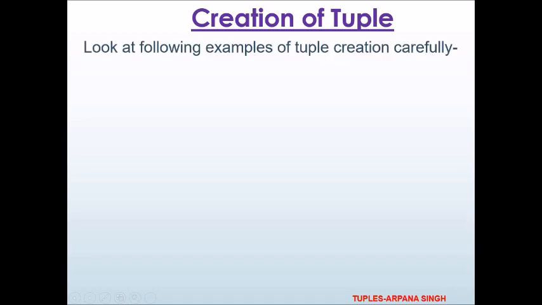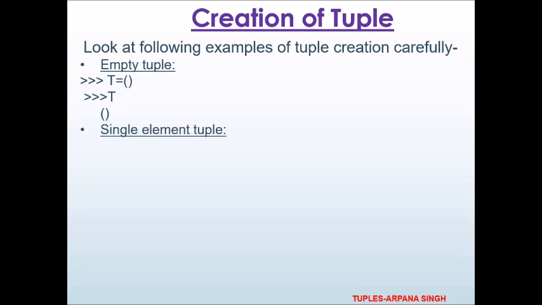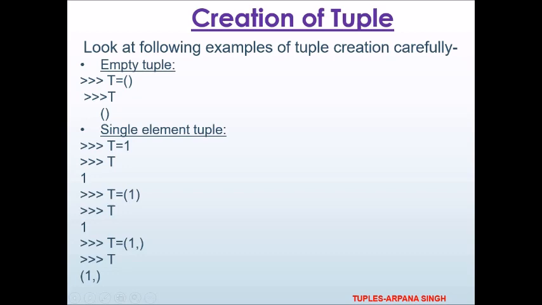Next, creation of tuples. There are a few examples, try to understand them. Empty tuple: if you write t is equal to empty round brackets and you print t, that will be an empty tuple. You can create a single element tuple: t is equal to 1 and you print t, but here it will be considered as a single element. For a tuple you have to use brackets with a comma. So this is a tuple. Only in this case it will print in the form of a tuple. That is, t is equal to within parentheses 1 comma, and then when you print t, it will print in the form of a tuple.